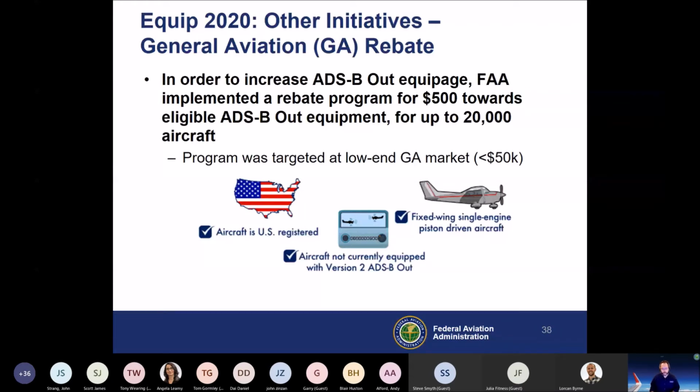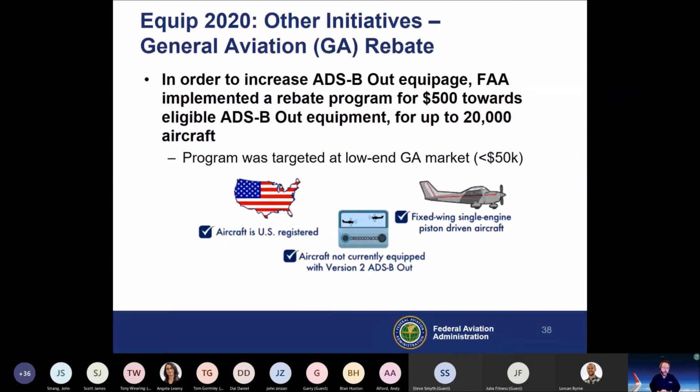rarely enter ADS-B airspace. But we didn't want 150,000 or 160,000 aircraft waiting until the last year of the program, the last year before the mandate, to equip. So the rebate program was really about getting people to act sooner. It wasn't necessarily about driving the numbers up, although that was a nice thing. It was about driving the equipage numbers earlier in the curve, so that the whole system wouldn't be overwhelmed in the last few months of 2019.